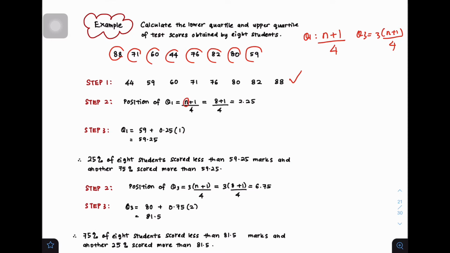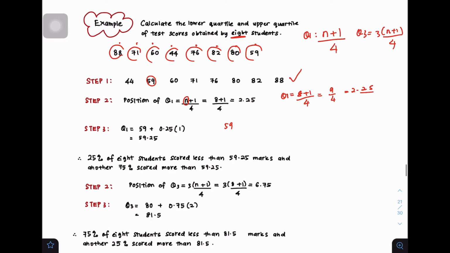So n is the frequency. Now we have 8 student. We have 1, 2, 3, 4, 5, 6, 7, 8. So we have 8 data. So position untuk Q1 adalah 8 plus with 1 divide by 4. Okay, so 8 plus 1 is 9. 9 divide by 4. So you will get 2.25. Okay, maksudnya awak punya position nilai quartile awak berada pada data ke 2.25. Okay, so awak tengok data kedua awak apa? 59. Okay, so dia berada pada data kedua 59, tapi dia ada kat sini 0.25.